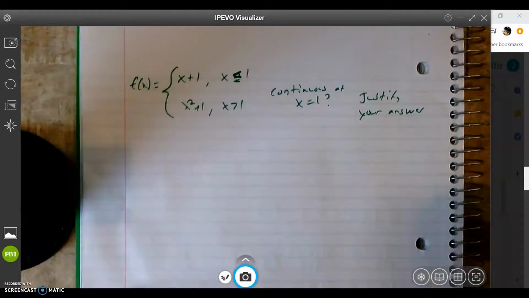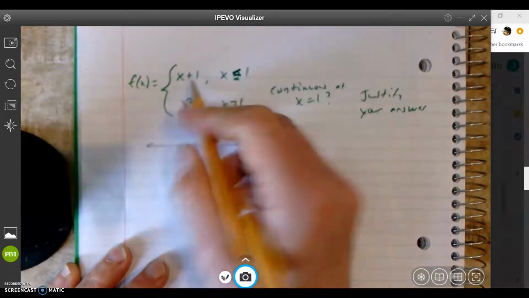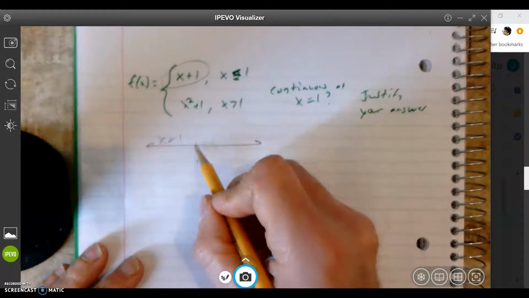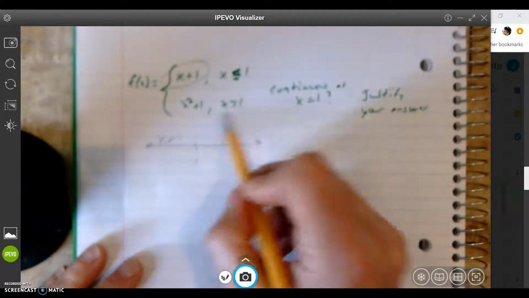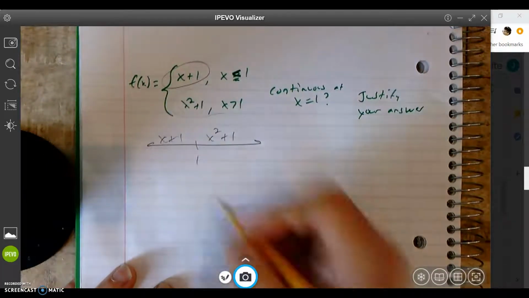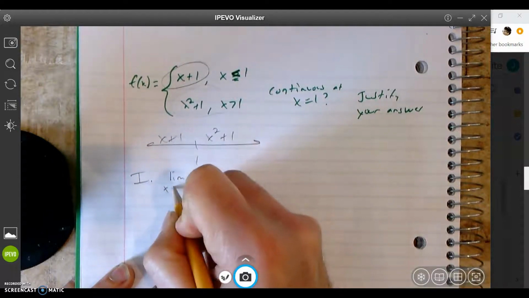All right. So at 1, it breaks. I have this line here when x is less than or equal to 1, and then when x is greater than 1, we have the parabola. Okay. So first step, I'm going to put Roman numeral 1. Is there a jump in the graph or not?